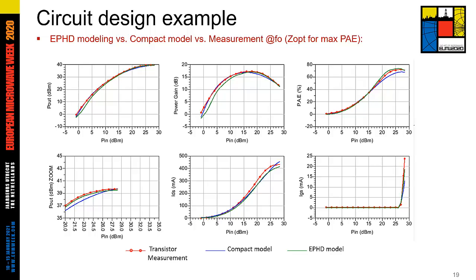We compare here the EPHD model and the compact model on measurement performed on the transistor. This transistor is loaded with the optimum impedance corresponding to maximum efficiency. And in this condition, we observe that the EPHD model provides the same level of accuracy as the compact model.